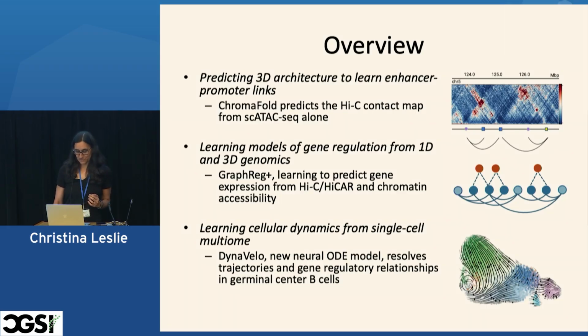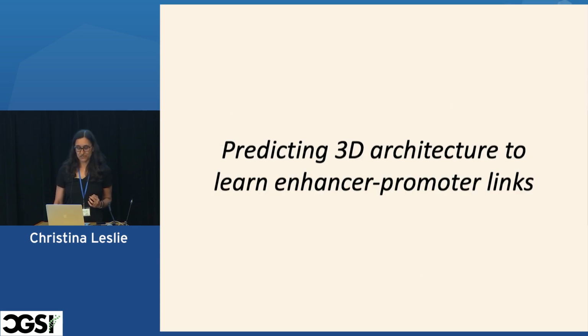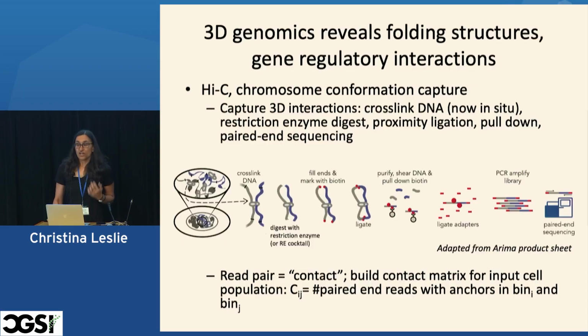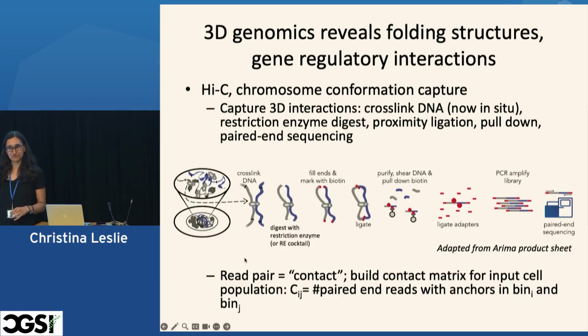Okay, so predicting 3D architecture to learn enhancer promoter links. Okay, so just if you haven't seen this before, we have these assays. I'm actually taking the figure from the ARIMA kit, all right? I have no relationship with ARIMA the company, but just to show you, there are commercial solutions for generating Hi-C now, and I like the picture, all right? So the idea is you're cross-linking DNA in the nucleus. You have a restriction enzyme digest with a cocktail of restriction enzymes.